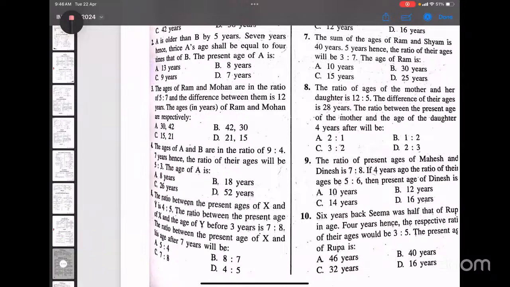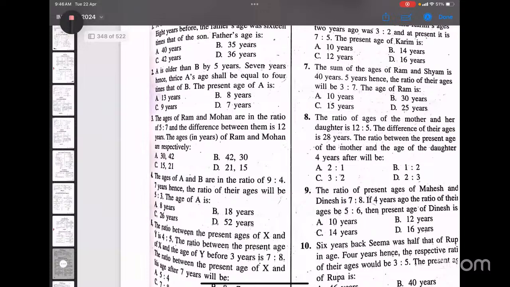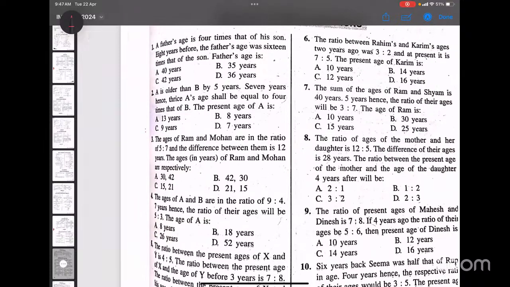Second question is, A is older than B by 5 years. 7 years hence, thrice A's age shall be equal to 4 times that of B. The present age of A is. Okay, so the question is, A is older than B by 5 years, which means if B is x years old, A will be x plus 5.